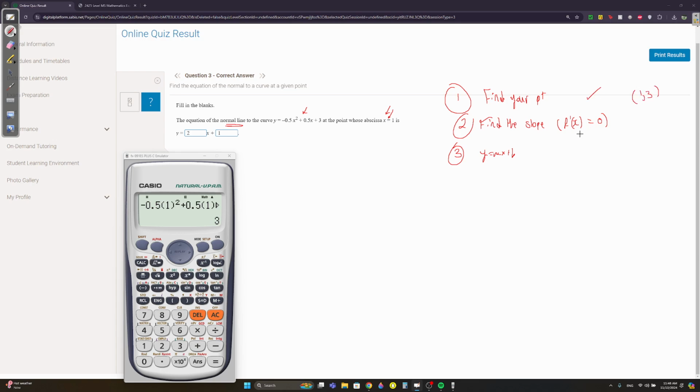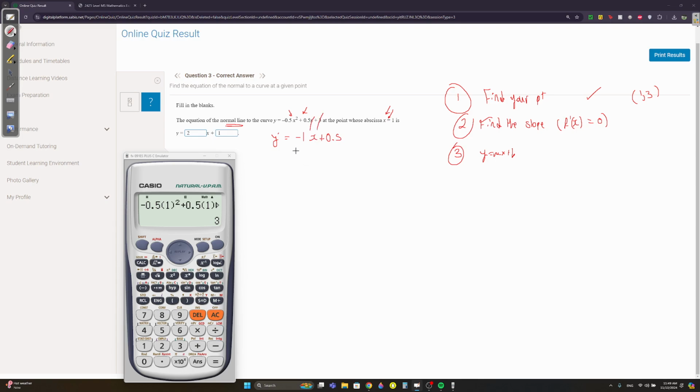We can take our next step. Find the slope. How do you find the slope? You equate your derivative to 0. What's y prime or f prime of x equal to? 2 times minus 0.5 is minus 1, x, because you reduce the exponent by 1, plus 1 times 0.5 is 0.5, and 3 does not get derived.